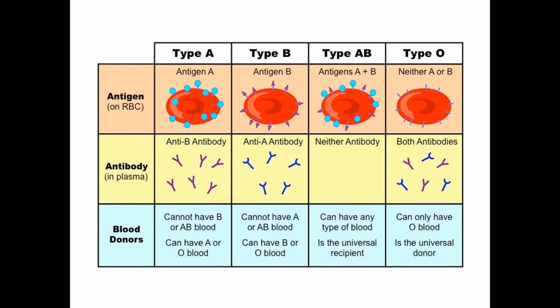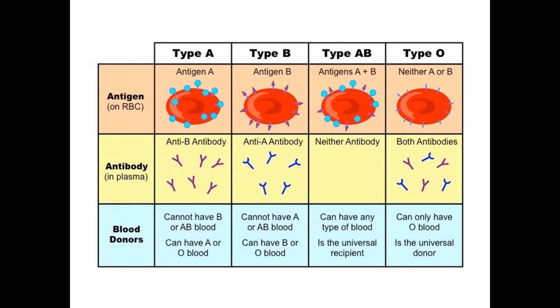So for example, people who have type A blood can only receive type A or type O. They cannot have B or AB blood. Type B blood is the opposite. They can receive type B or O, but they cannot receive A. Type AB can receive anything, and type O can only receive type O.